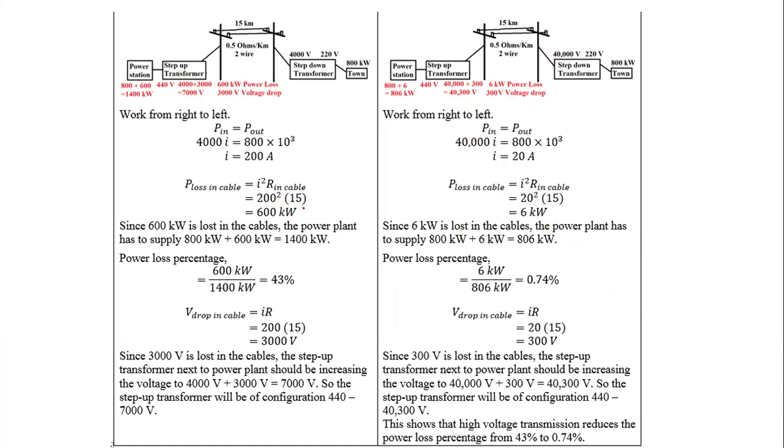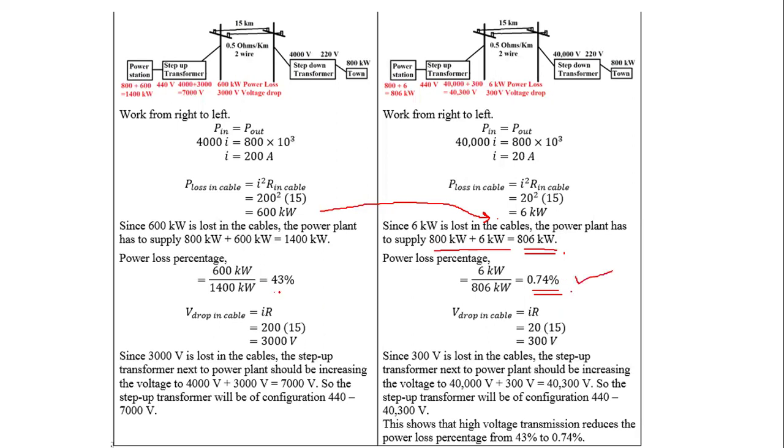So that means instead of 600 kilowatts, I'm getting 6 kilowatts, which is a huge reduction in power loss. So now instead of supplying 800 plus 600, I will be supplying only 800 plus 6 kilowatts. It means only 806 kilowatts is supplied at the power station. So 6 kilowatts is lost out of 806, which means I'm getting 0.74 percent.